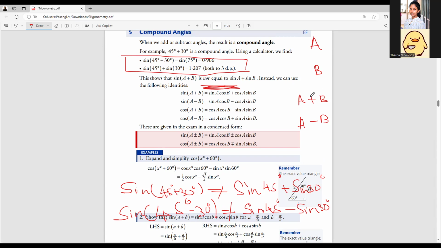Instead of that, we can use the following identities. These are a few identities which we can have. Identities means these ones are already proved, so we can use these without any proofs.